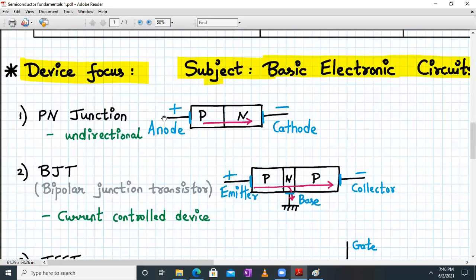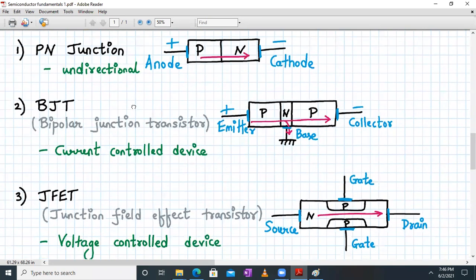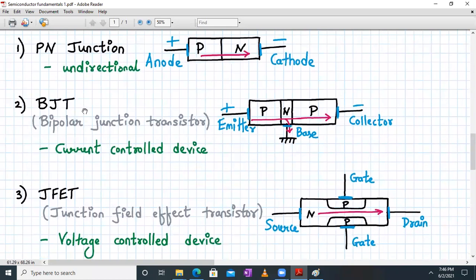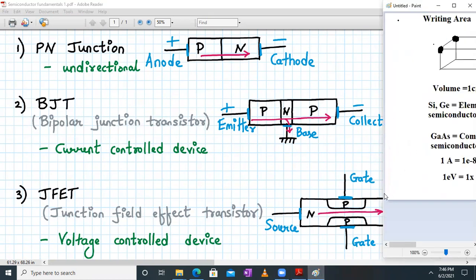So it has a lot of applications. Also it can be used as a diode in rectifier circuits. Okay, so it has a lot of applications. Then we'll move on to BJT, that will be bipolar junction transistor. There will be two types of BJT which we'll be studying.